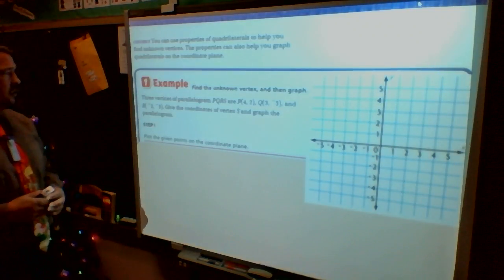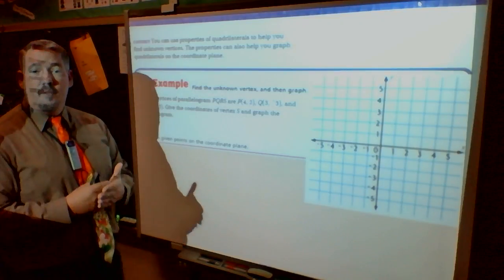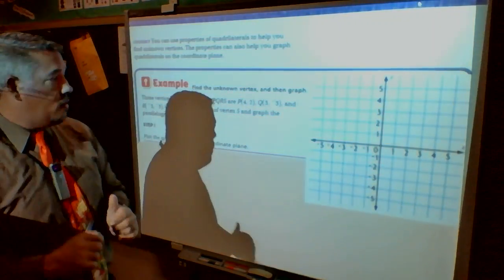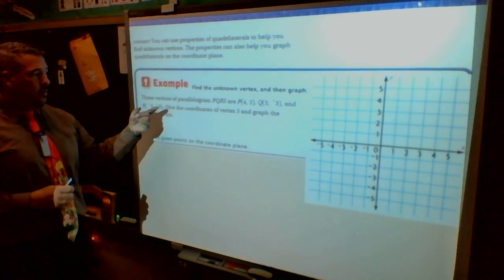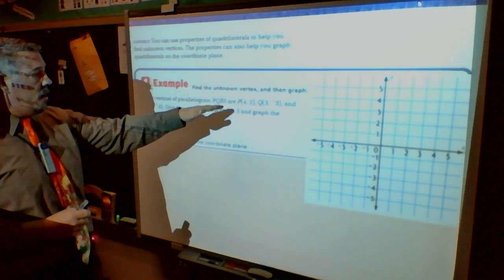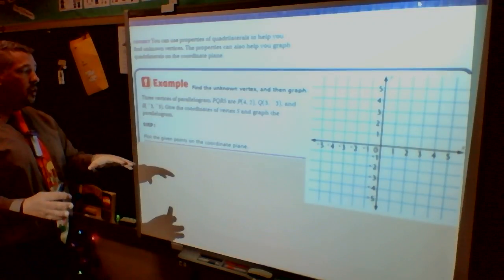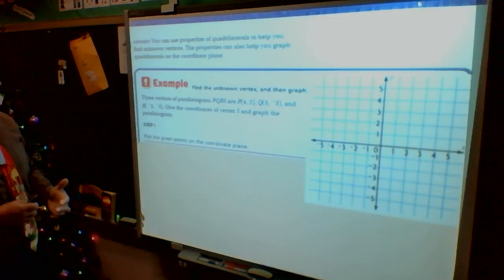So when I go to this example then, it says find the unknown vertex. Once again, a vertex starts with a V. The point of the V tells me I'm talking about the points of a shape. 3 vertices of a parallelogram, P, Q, R, S, are here. So I have P, Q, R. I'm looking for S. Give the coordinates of the vertex S and graph the parallelogram.